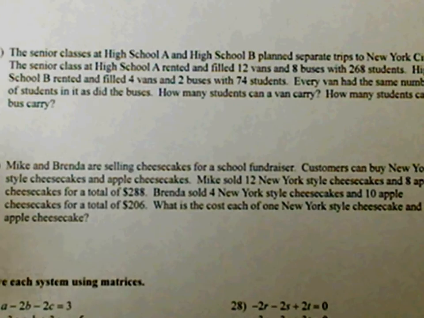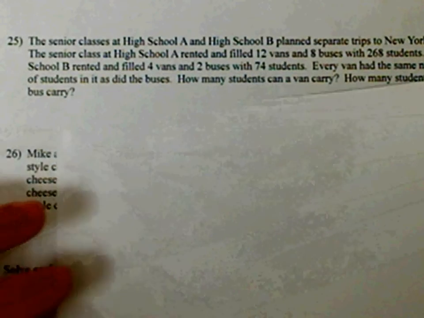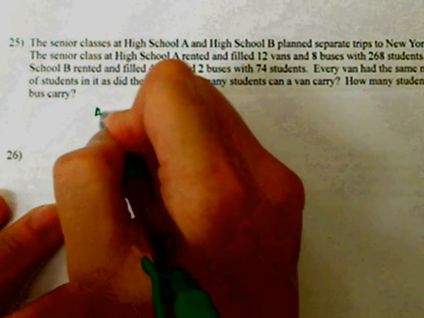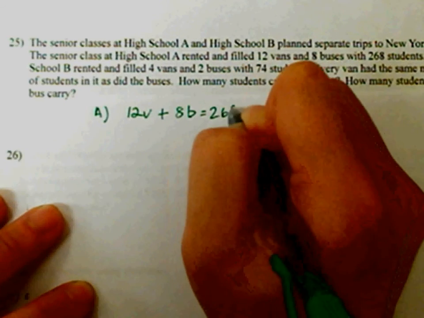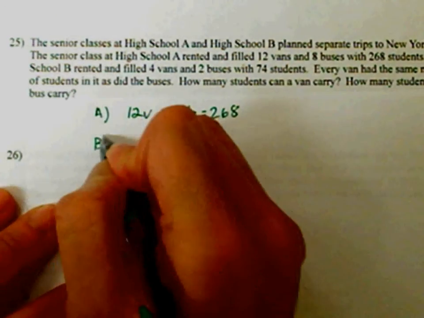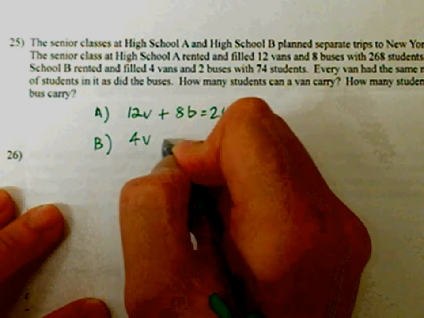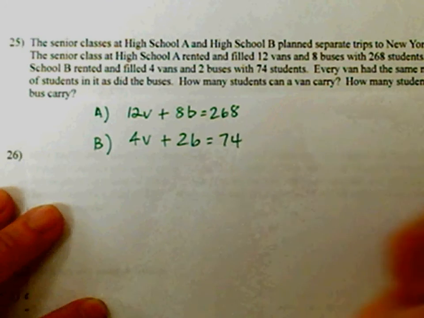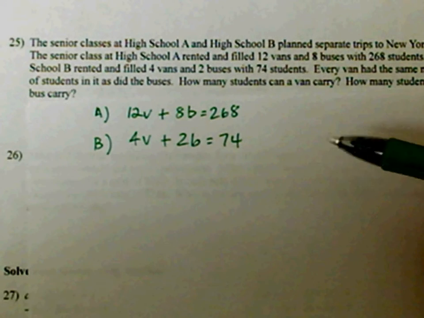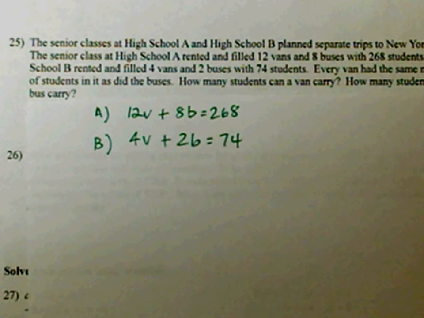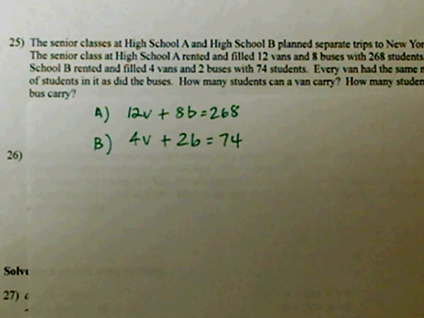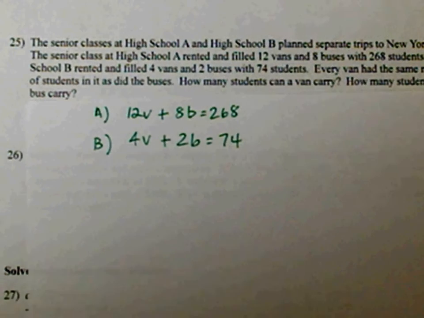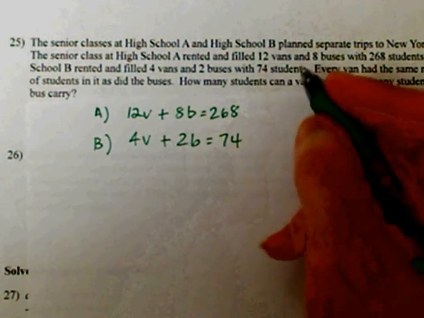Let's write the equation first. So number 25, high school A has 12 vans plus 8 buses equals 268 students. High school B, 4 vans plus 2 buses equals 74 students, okay? Some of you might use substitution, some of you will use elimination. I think it's easier to use elimination, and on the next one, I will show you how to do the matrix. So, to do this, I'm going to get rid of my v first.